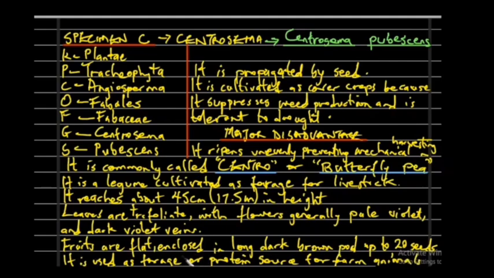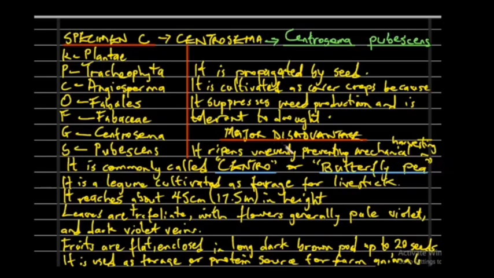I said earlier on that it is a forage crop, used as a protein source for farm animals. This particular crop is propagated by seeds. It is cultivated as a cover crop because it is very good in suppressing weed production. It prevents weeds from growing, and it is also tolerant to drought.